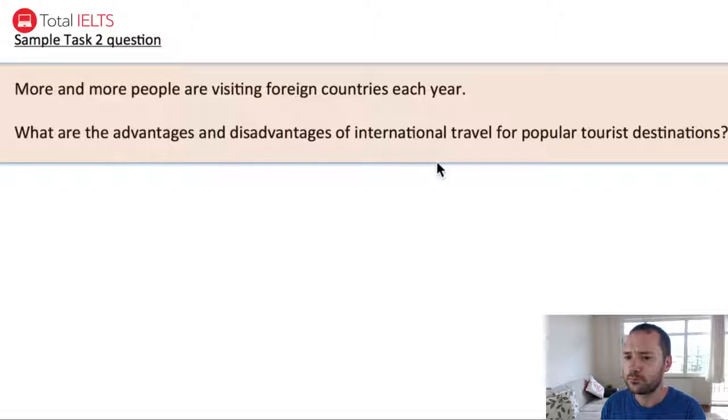You'll also see that they want the advantages and disadvantages of international travel for popular tourist destinations. So they're not asking you for the pros and cons for tourists themselves. They want to know how it affects the actual destination. So, for example, London. What influence does tourism have on London or any other popular tourist destination? So that's what they're asking. Okay?